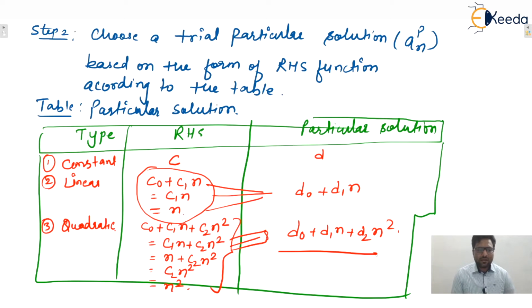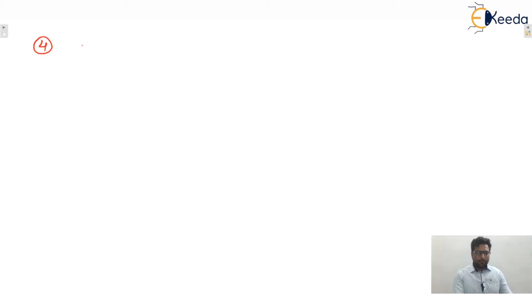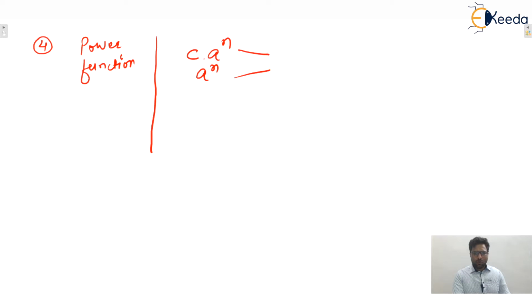Okay, next one. Fourth one, let's say a power function is there: any constant followed by a power n, where a is also a constant, or only a power n. Here the constant value is 1 only. For all these types of functions, it will be d, a constant, followed by a power n. That will be the trial particular solution.